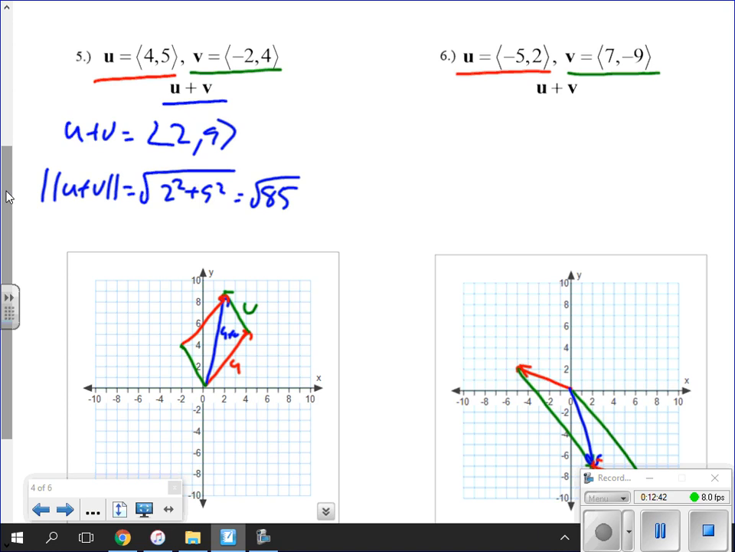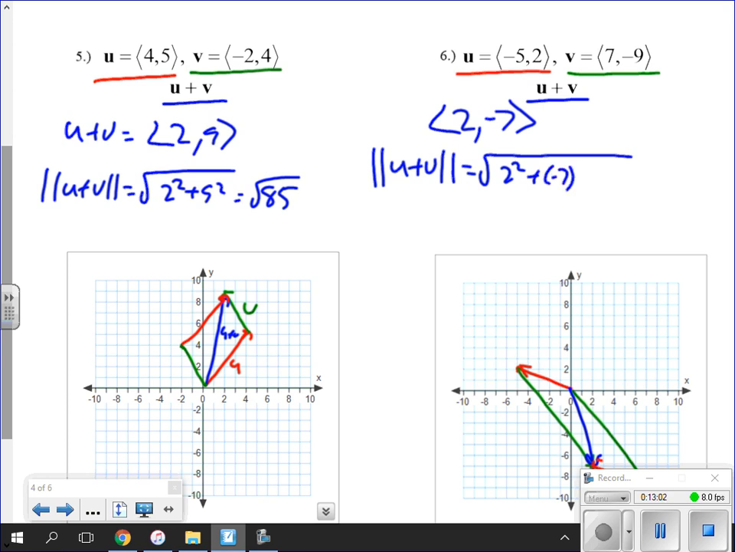And my resulting vector, u plus v, add the x's, negative 5 plus 7 is 2, 2 plus negative 9 is negative 7. And then the magnitude of u plus v is equal to the square root of 2 squared plus negative 7 squared, which is the square root of 53.